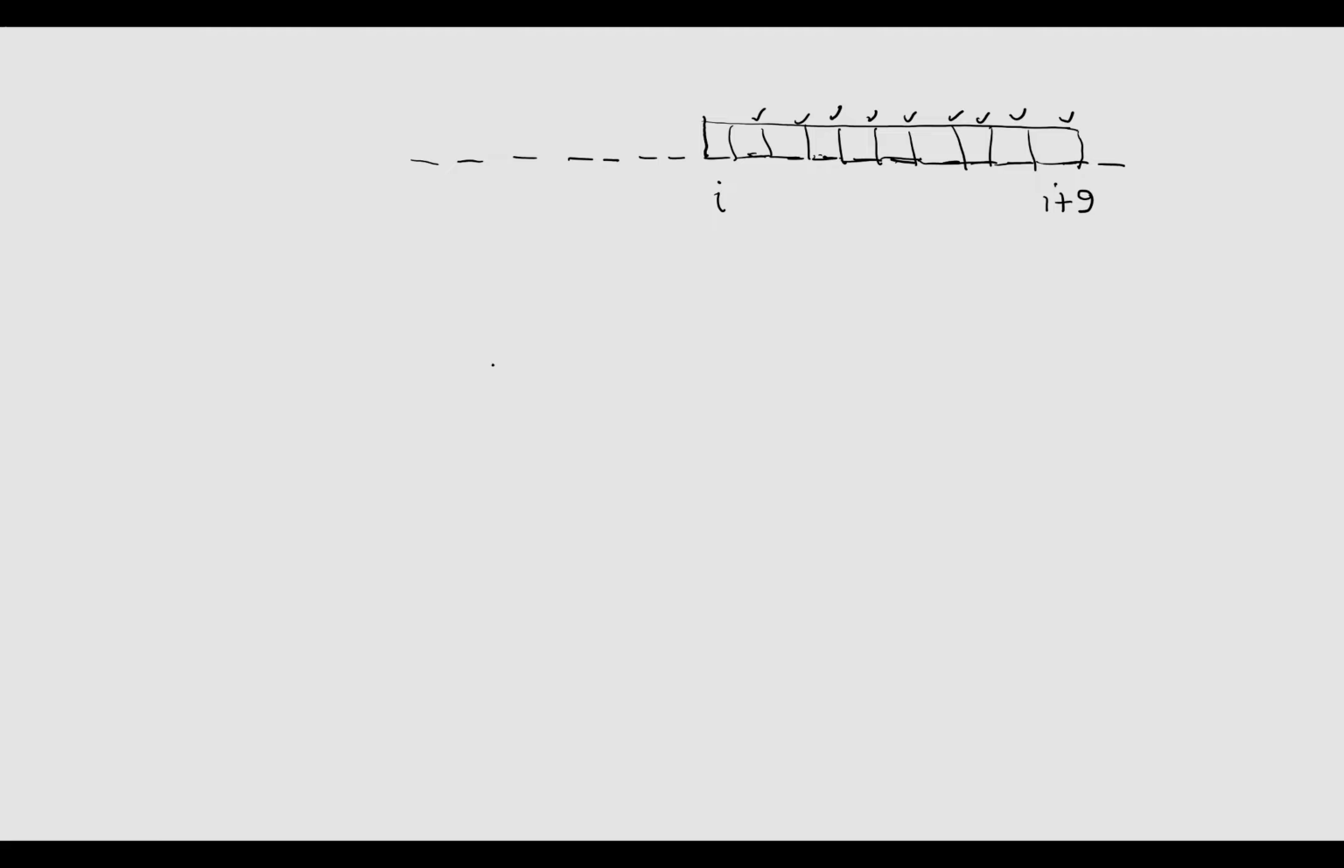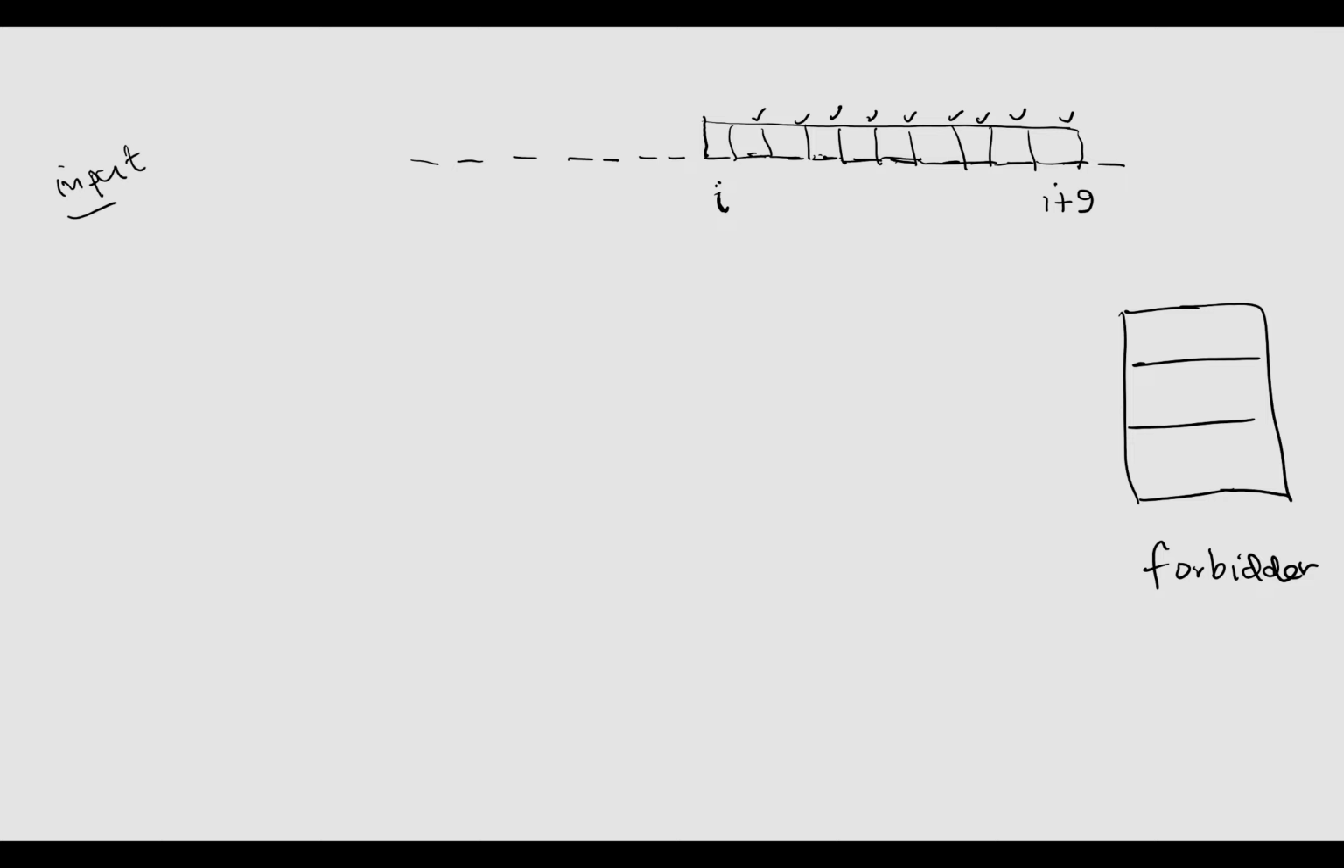Now let's see. Say we start checking from index I. Let's put all the forbidden words in a list, or in a set. So this is one, this is one, this is one. Say there are 3 forbidden words, and this is the input string, and I'm checking a specific substring starting from index I.